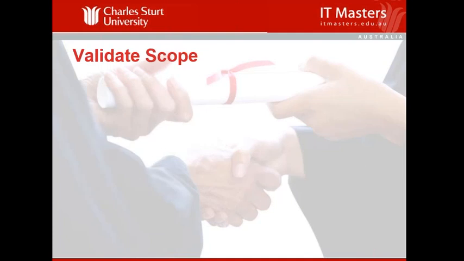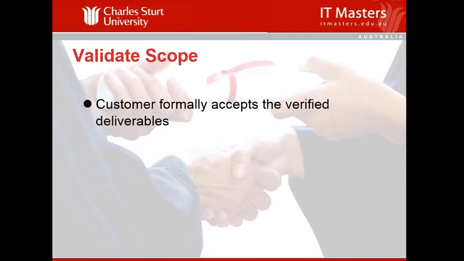Moving on to the next process, and this is to be found under monitoring and control. Validating scope. So validating scope involves the customer agreeing that what has been produced from the project is appropriate and acceptable. Don't forget the acceptance criteria has been defined in your scope statement. You may find the customer says, hold on a second, that's not quite what I asked for.